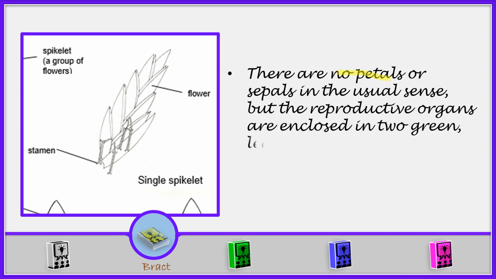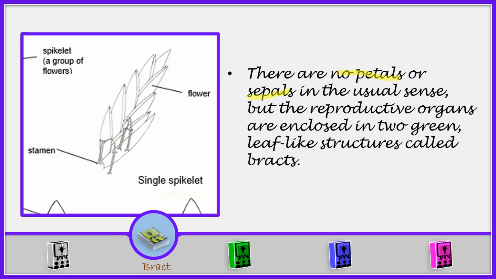There are no petals or sepals in the usual sense, but the reproductive organs are enclosed in two green leaf-like structures called bracts. So here we are saying we don't have any petal. There is nothing like a petal here. What we are seeing here, we refer to them as bracts. They are the ones that are covering the reproductive organs inside.